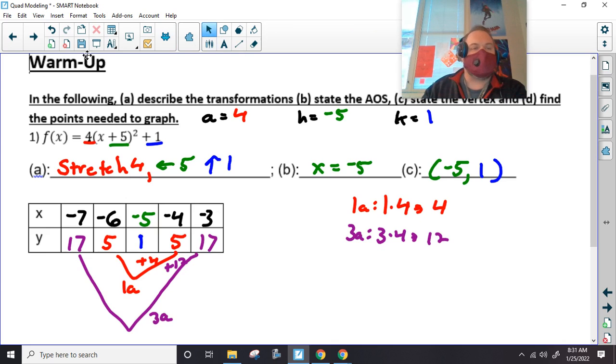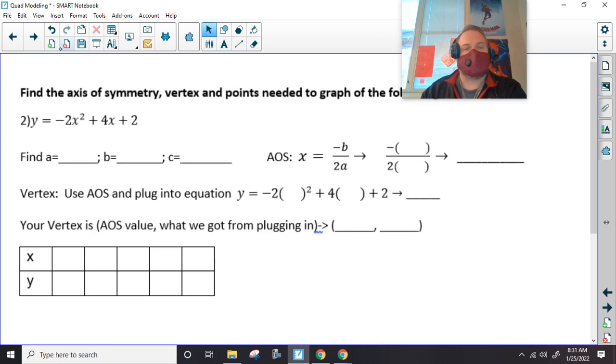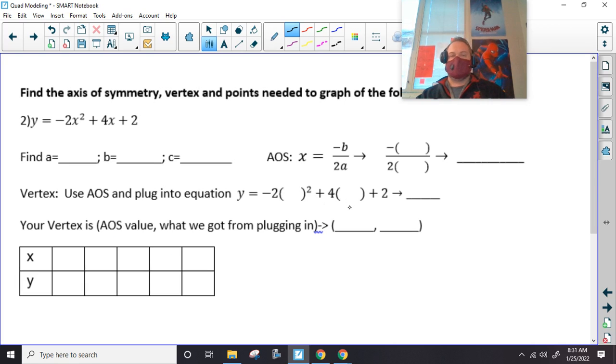All right. So moving on to number 2. Because this is in standard form, we don't have A, H, and K. We have A, B, and C. All right. But some of these are very similar. So our A is -2, B is 4, C is 2. This wouldn't be graded, but if you happen to fill this out wrong, you're going to mess up some of the other stuff, so I can kind of see where your thought process is.